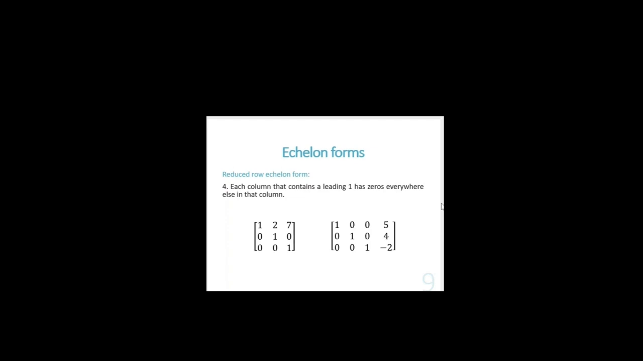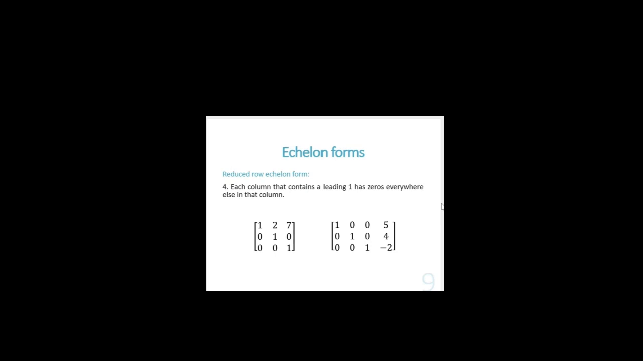Part of it's good. It was 0 below, but that 2 needs to be a 0. Then here you have your next leading 1. We've got another problematic 7. That needs to be a 0. What do you think about the last one? Yeah, that's it. It looks good. It's okay about the last column because why? Is it the B column? Yeah, it is the B column.